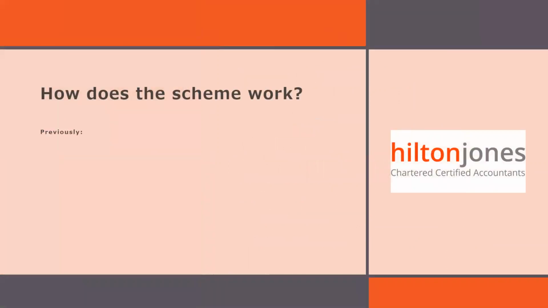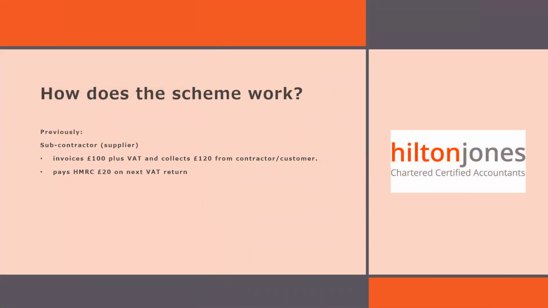So let's go through an example. I'll use the same example throughout the presentation. We're going to ignore the CIS deduction. Let's make the assumption that he or she has gross status, and that the subcontractor is raising an invoice for £100 plus VAT. So under the old rules, that invoice would total £120, and he'd collect £120, hopefully, and then pay £20 over to the VAT man.